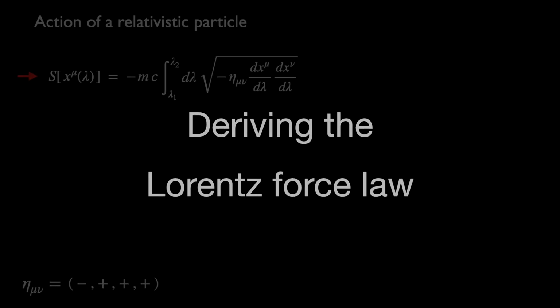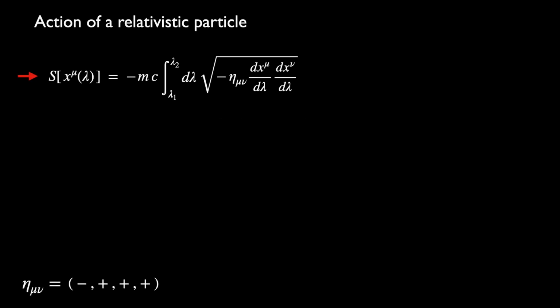Let's derive the Lorentz force law, which governs how a charged particle responds to an electromagnetic field. Let's try and introduce an interaction term to the action of the relativistic particle. In order for the action to be Lorentz invariant, its Lagrangian should be a scalar, and the only vector attached to every point of the particle's trajectory is its gradient. And we would need another vector to form a scalar with this. Let's call this A.